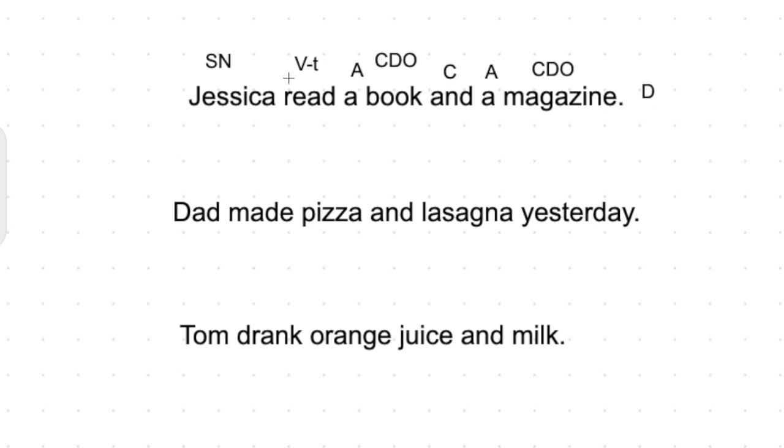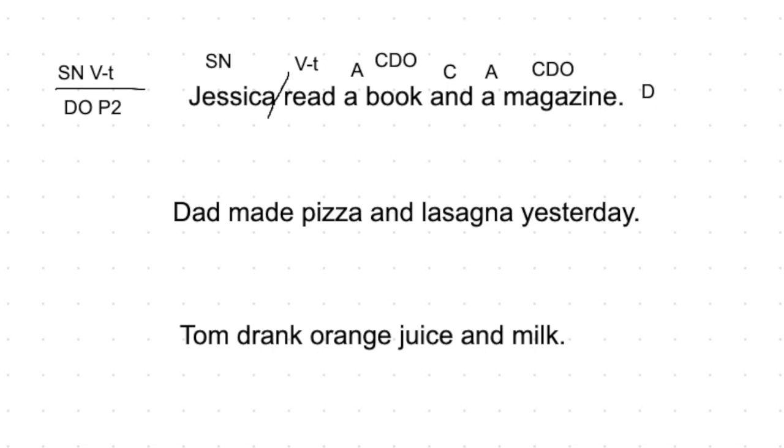Let's separate the subject from the predicate. Jessica is the complete subject. Read a book and a magazine is the complete predicate. Let's classify the type of sentence. It is subject noun, verb transitive, direct object, pattern 2. All right, so we did the first one. Let's look at the second one. Try to do the second one on your own, and then you can watch the rest of the video to see how we do it.